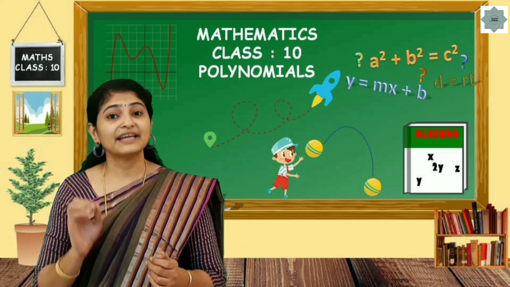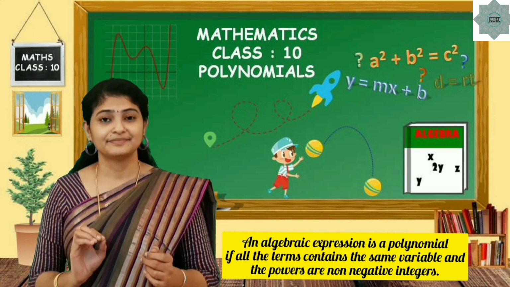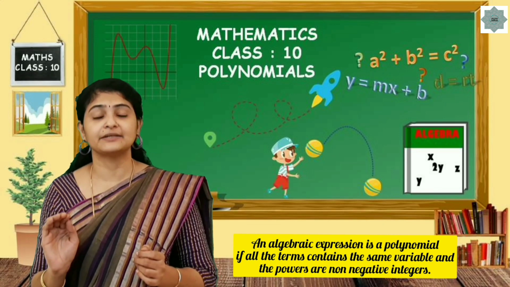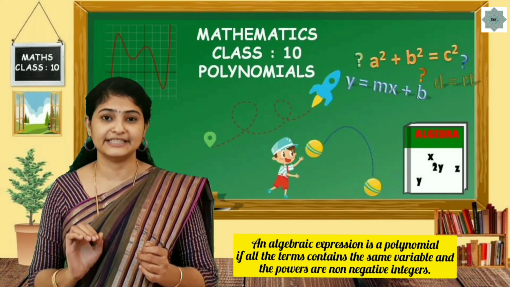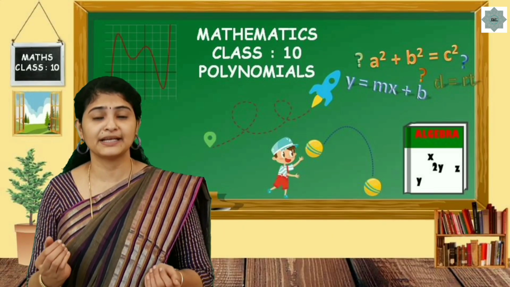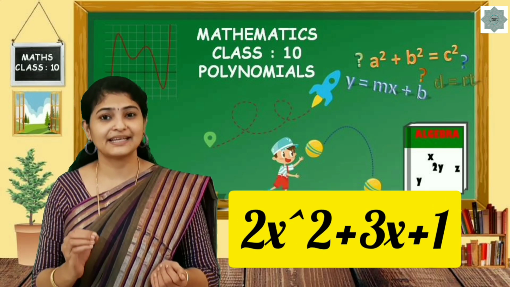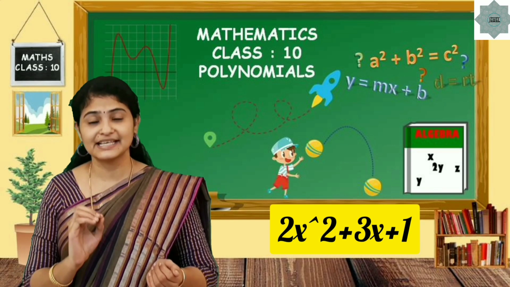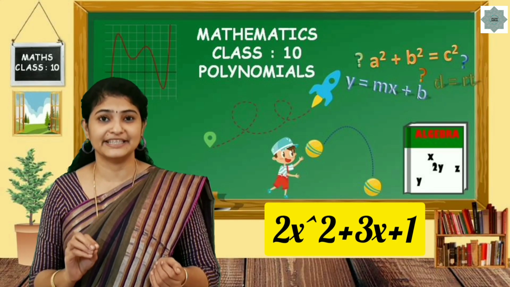Before that, when can we say that an algebraic expression is a polynomial? An algebraic expression is a polynomial if all the terms contain the same variable and the powers are non-negative integers. Then, can you give any example of polynomials? Yes, 2x square plus 3x plus 1. All the terms contain x as a variable and all the powers are non-negative integers.